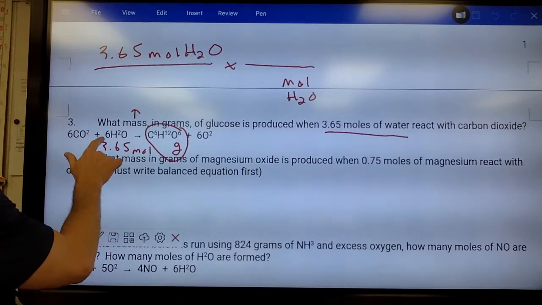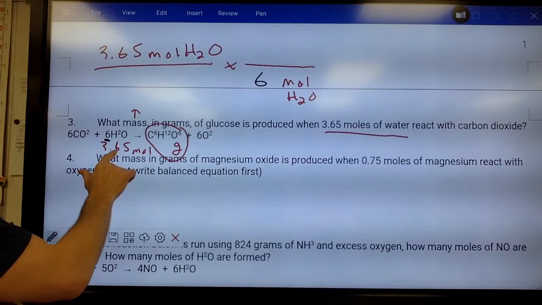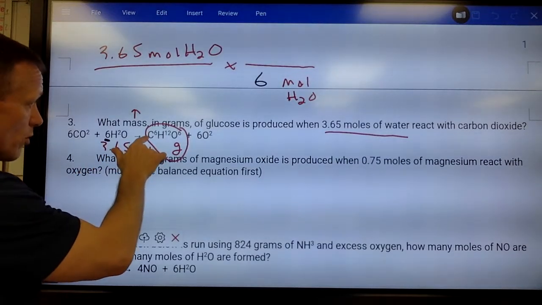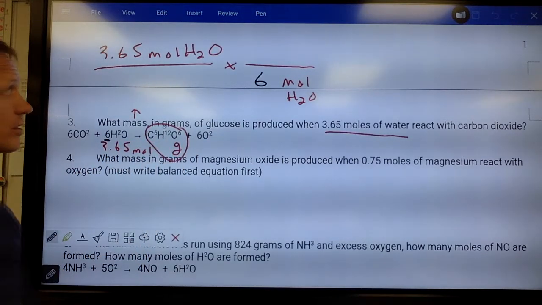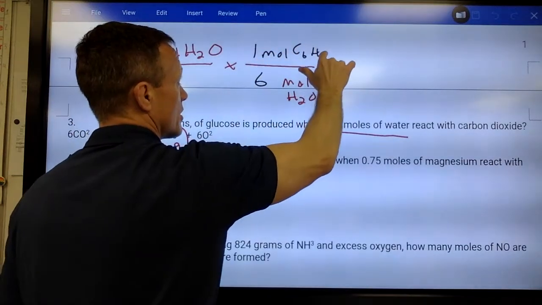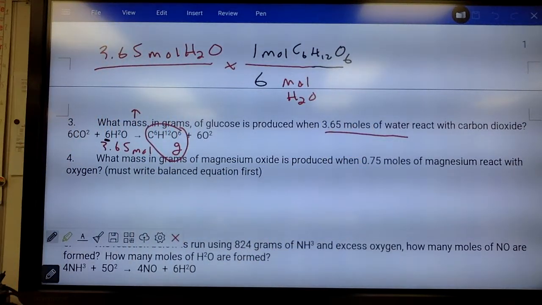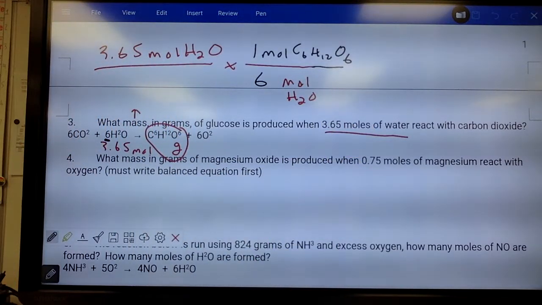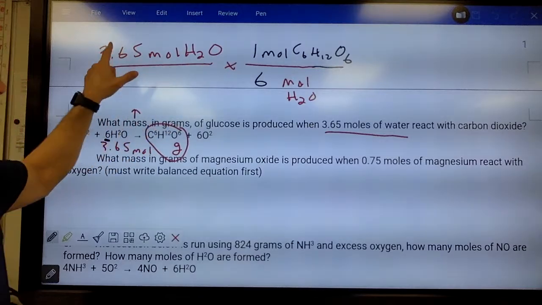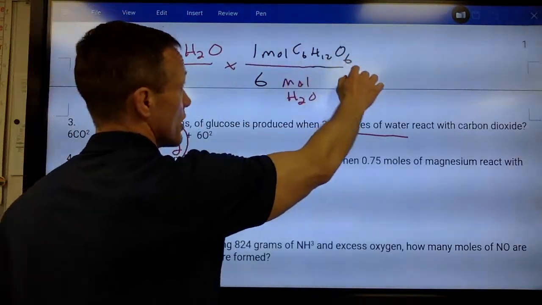Okay, and our ratio is 6 waters. For every 6 waters that react, we produce 1 mole of C6H12O6. So there's our mole ratio. This is 1/6 of that. Well, we want grams of this. So we got to do another step and convert this into grams.